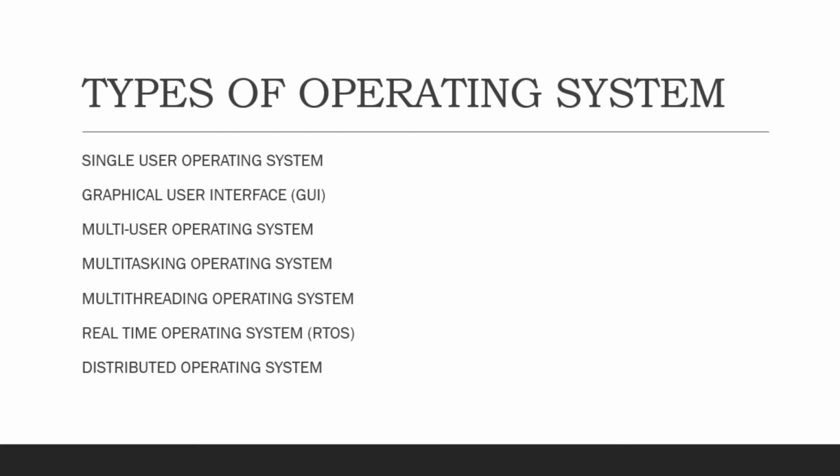Next is the distributed operating system. A distributed operating system runs on computers which are located in different geographical areas, interconnected through a network.